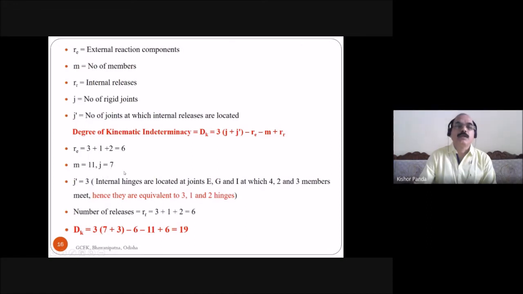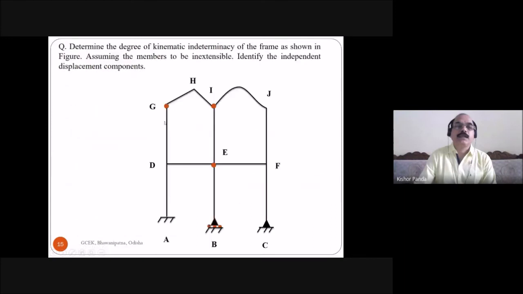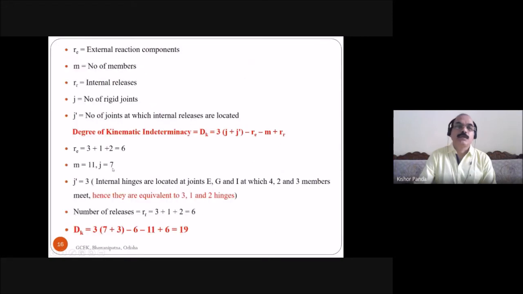Then how many rigid joints? j is the number of rigid joints. Here you take this as one joint, this is one joint, and this is one joint, 3, and this is one joint, 4, this is one joint, 5, and this is one joint, 6, this is one joint, 7. These are the rigid joints. j is equal to 7.